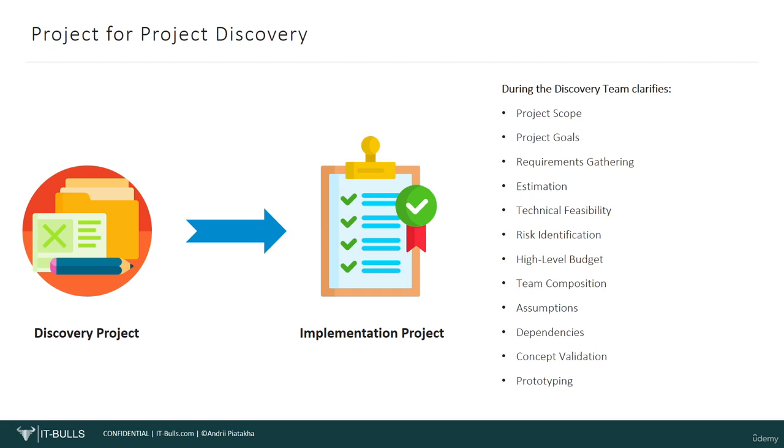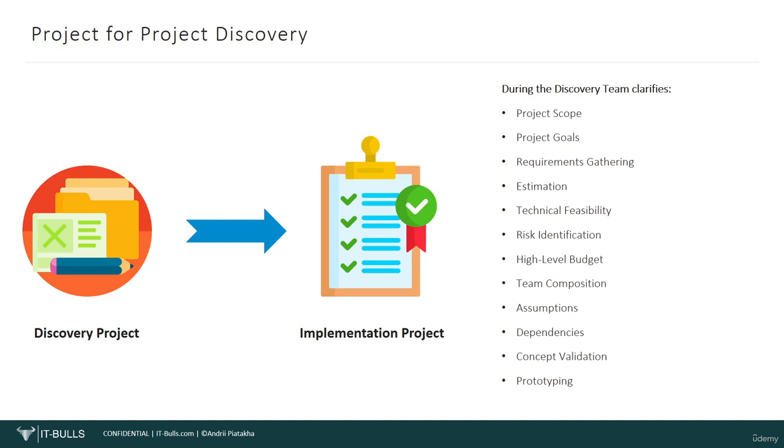Also, before this project, implementation of the online store, theoretically, you may have had another project, a really short one, for a few weeks or one month. The goal of that project was to hold a discovery, to define business needs, evaluate scope, and clarify all the information required to kick off this project. During the short discovery project, you also gather requirements, define project goals, understand business needs, assess the technical feasibility, identify risks, calculate a high-level budget, do estimation of the work items, think about potential team structure and team composition, create assumptions, identify dependencies, validate the concept, and even do prototyping in some cases.